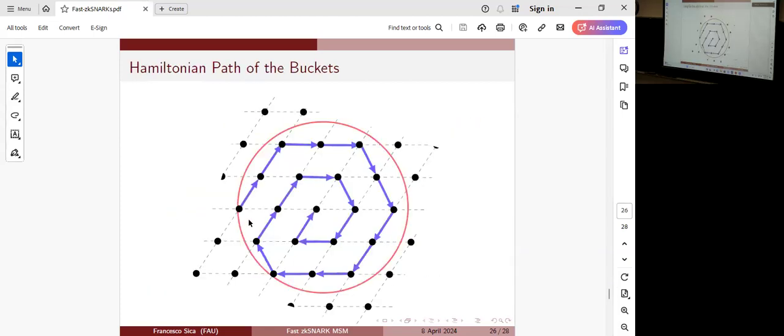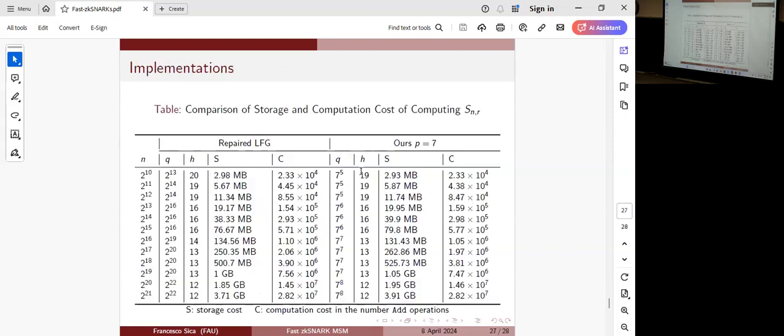They are in fact regularly spaced in a lattice of this form, and what you want is to find the Hamiltonian path of these points inside some big disk. So you have to show that this set has a Hamiltonian path, in a constructive way, so that you can produce a Hamiltonian path, and that's the construction that we came up with.